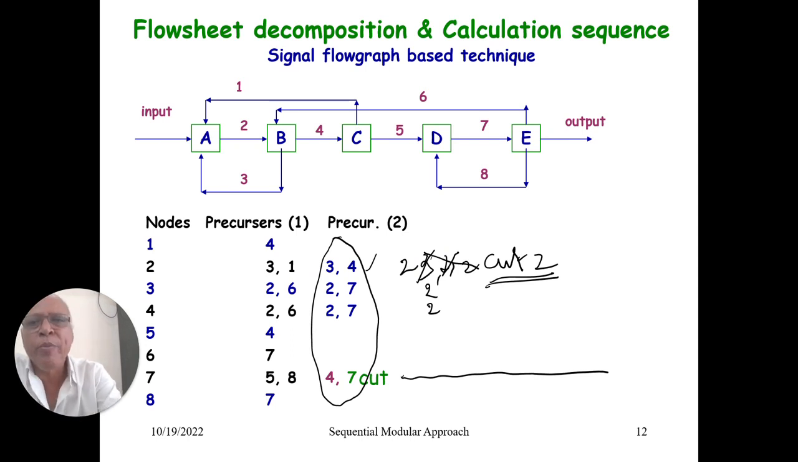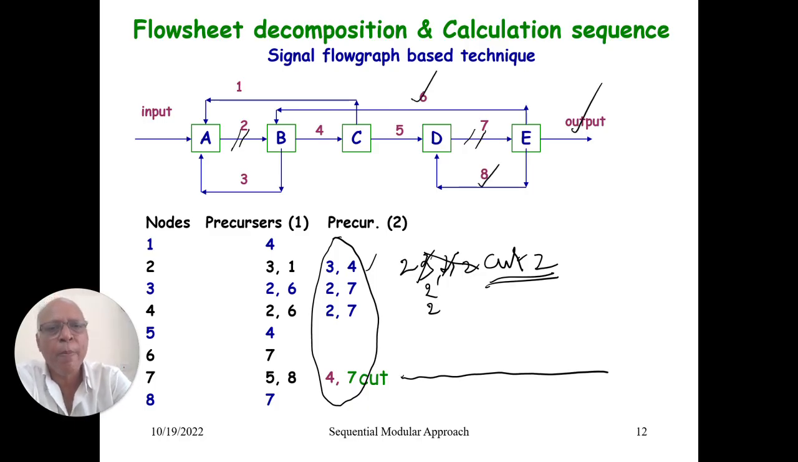So do you think you will be able to solve the problem with tearing these 2 and 7? Now once you know 7, because this is the only input to stream E, I should be able to solve unit E. That will give me the values of stream 8, 6 and output. Then once I know stream 6, I know stream 2 because it is already guessed. So I should be able to solve unit B to calculate 3 and 4.